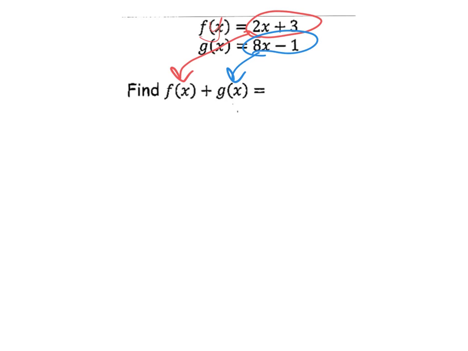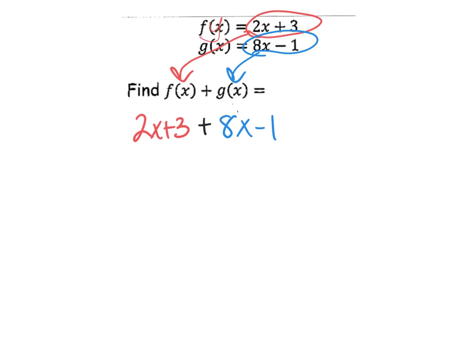So you're going to substitute these in and just write them as, instead of f of x, I'm going to put 2x plus 3. The plus sign stays in the middle. Instead of g of x, I'm going to put 8x minus 1. Now it's just a matter of me combining like terms. So I'm going to put together the things that are alike.